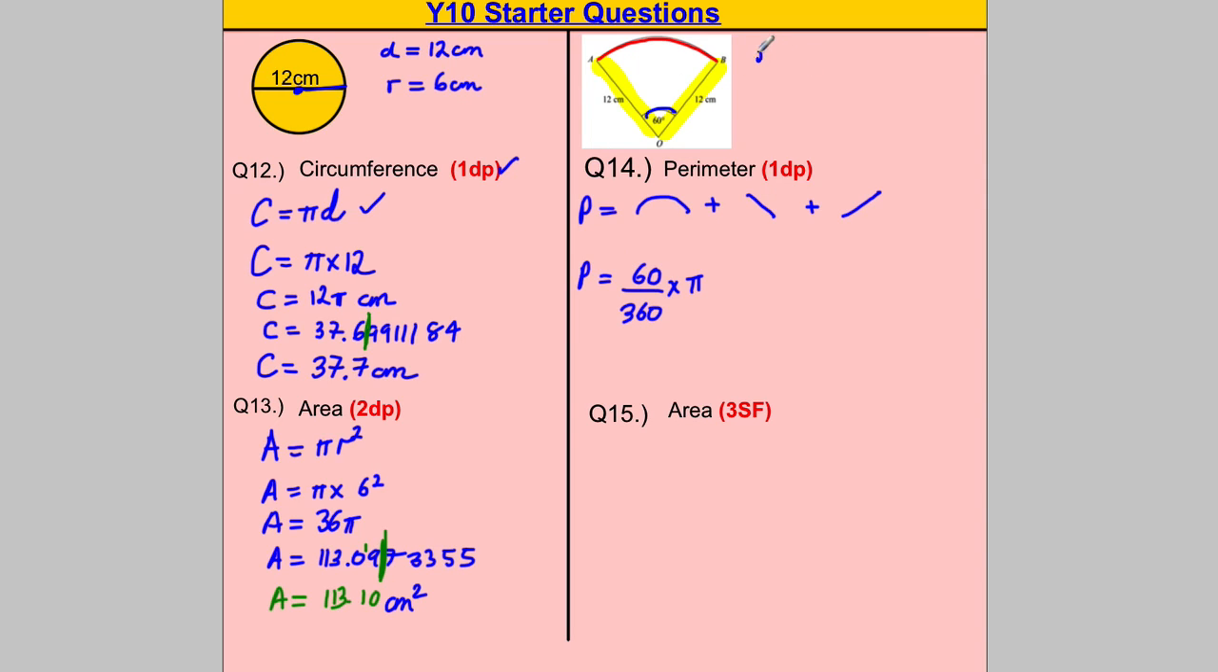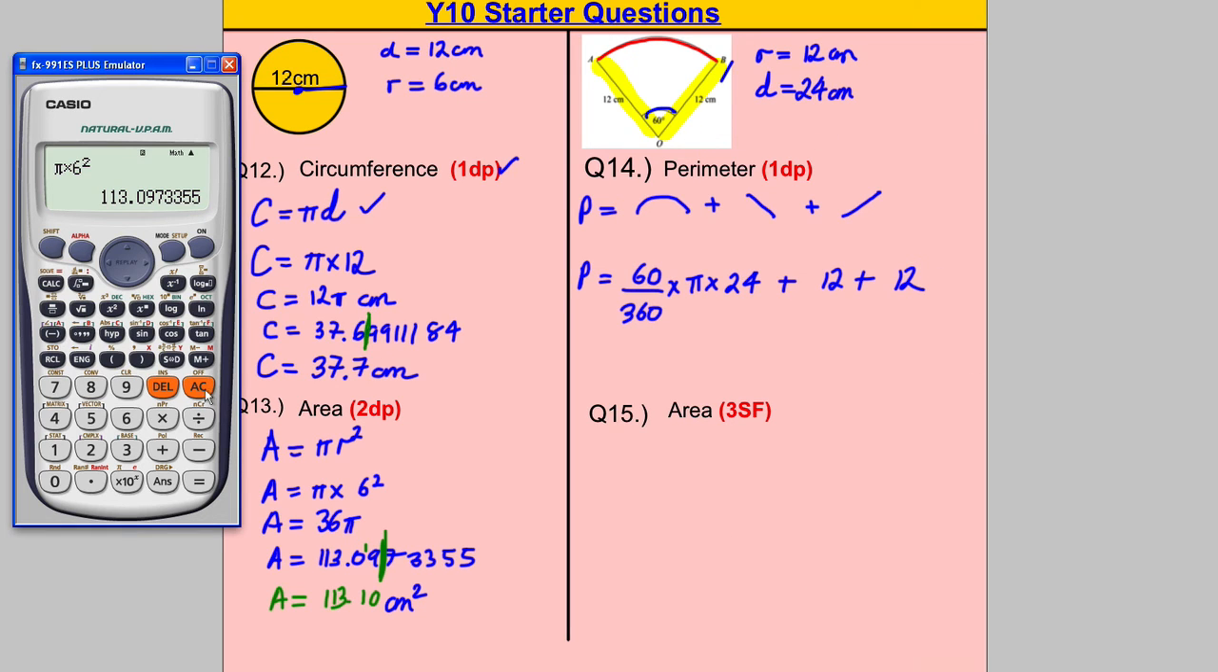Now in this question, we should have started off by saying the radius was 12, so the diameter here is going to be 24 centimeters. Always state your radius and diameter. So it would be pi times 24. And we're adding this length, which is 12, and we're adding this length, which is 12. So you can get your calculator and type that in one move.